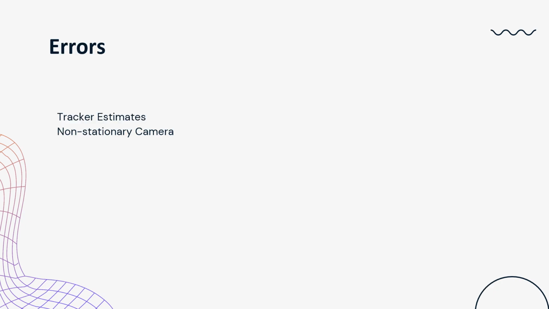So the difference between these two models comes down to potential errors in the lab, which include the inaccuracy of the Tracker, as the points were estimated by frame, as well as the camera in the video not being completely stationary, which could have also affected some of the points.